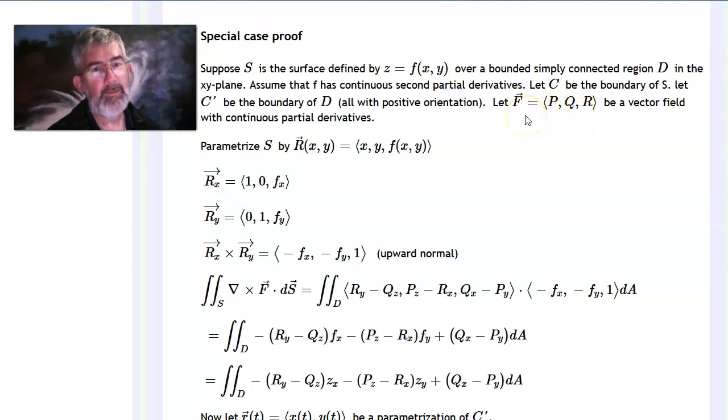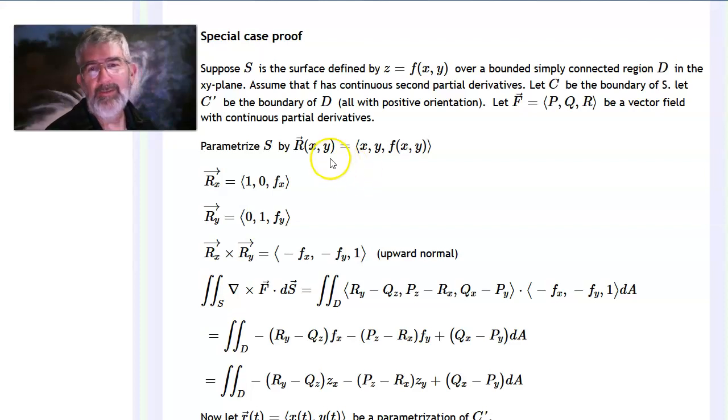Notice that this is a vector field in R3, so it's a function of x, y, and z. So P is a function of x, y, and z. Q is a function of x, y, and z. R is a function of x, y, and z. Okay, and assume that P, Q, and R all have continuous partial derivatives.